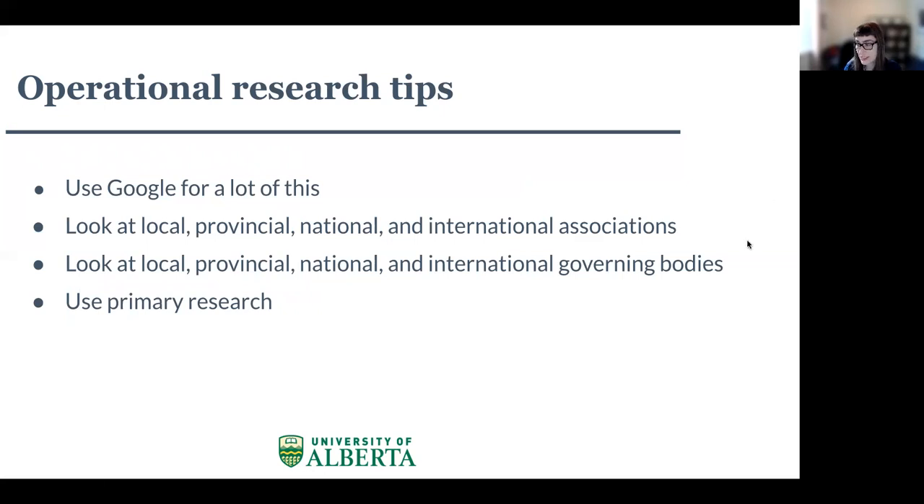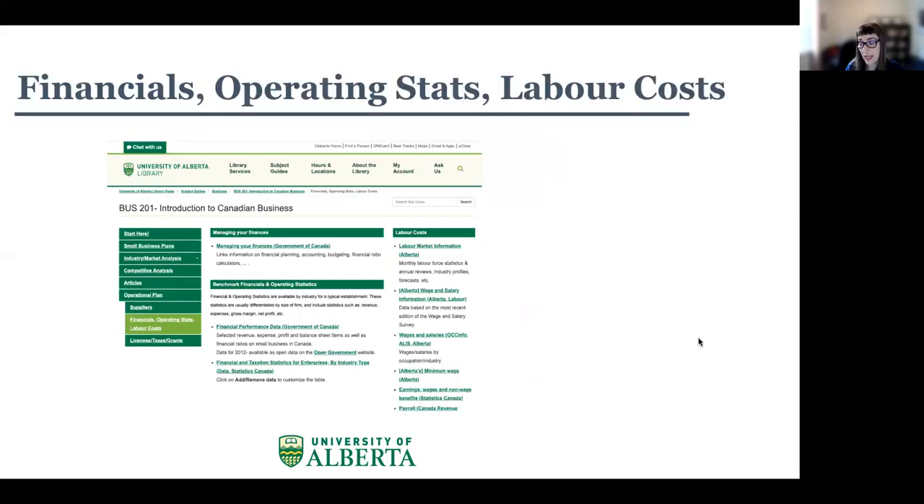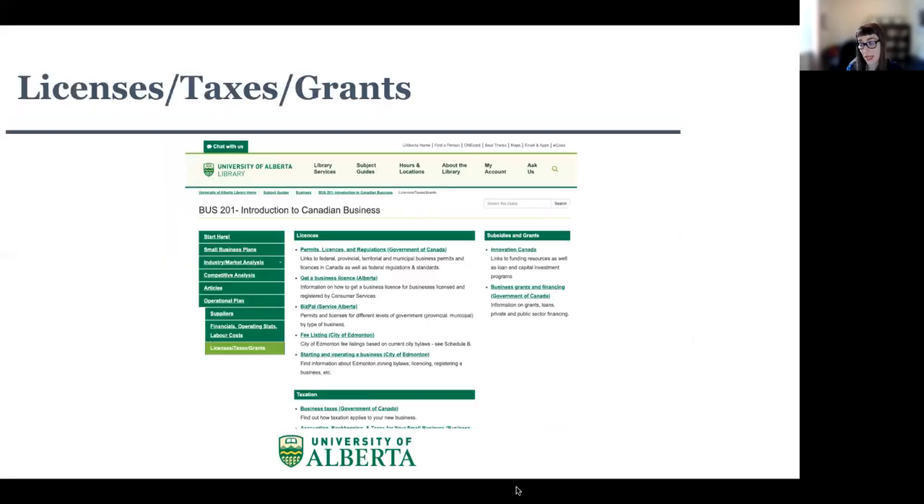Now, here is the Biz 201 guide page for information about suppliers too. So this is where you'd go for information about suppliers. This is a page for the financials, operating statistics, and labor costs. And we do have a guide page 2 for licenses, taxes, and grants. So this gives you some links. Once again, these are not links to library resources. These are mostly links to web resources that you can definitely take a look at.